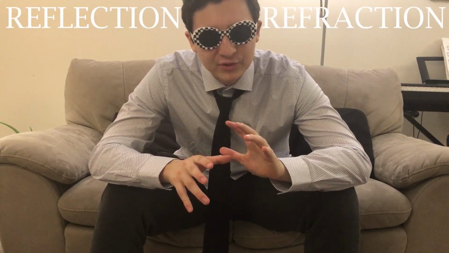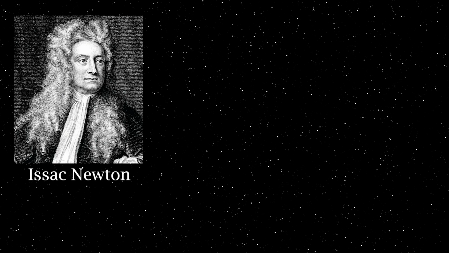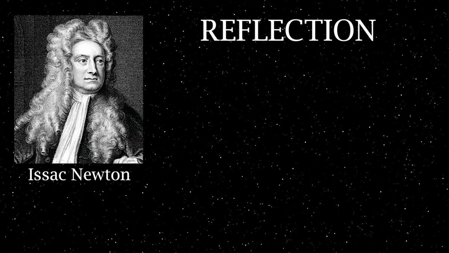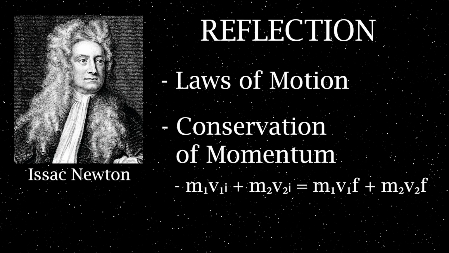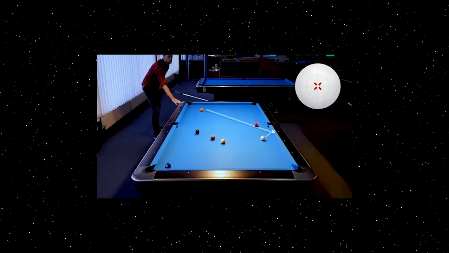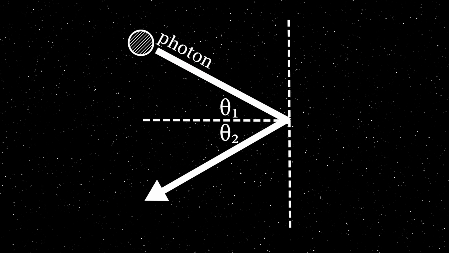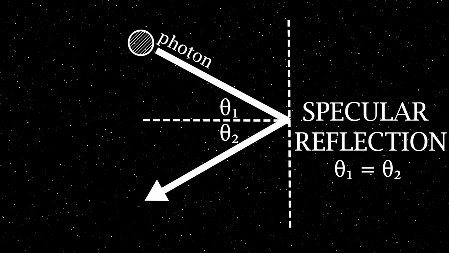Once the beam exits the laser, its behavior follows the behavior of light. Most people already know reflection and refraction, but what happens during each phenomenon? Isaac Newton demonstrated that in reflection, photons follow the laws of motion and the conservation of momentum. The same way a billiard ball bounces off a real cushion, light experiences an elastic collision when reflecting. This is a specular reflection.